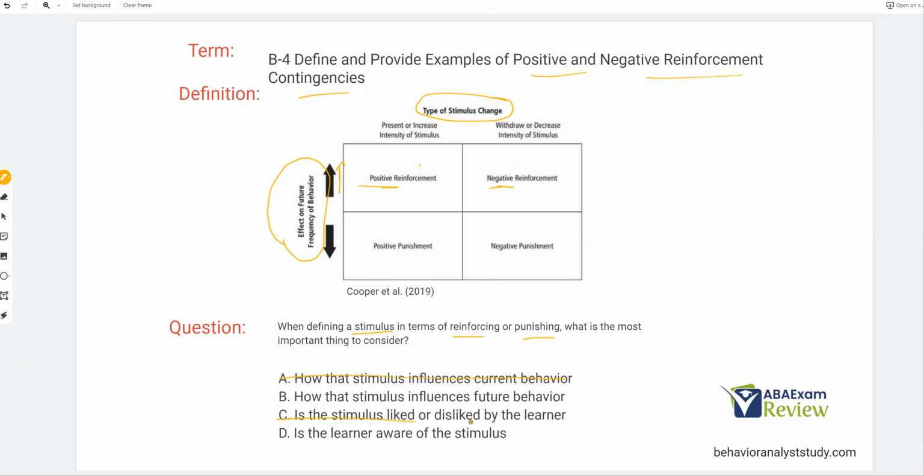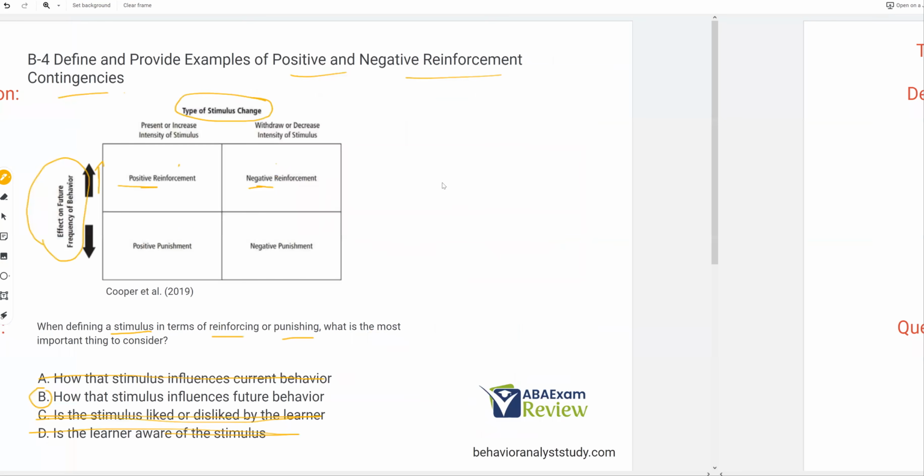And then D, is the learner aware of the stimulus? So what is that rule where it doesn't matter if you're aware or not? It's called automaticity of reinforcement, right? Reinforcement can occur. Consequences can occur whether you're aware of it or not. Your behavior can still change. So if we're looking at defining a stimulus, we're going to be looking at B. How does that stimulus influence future behavior?